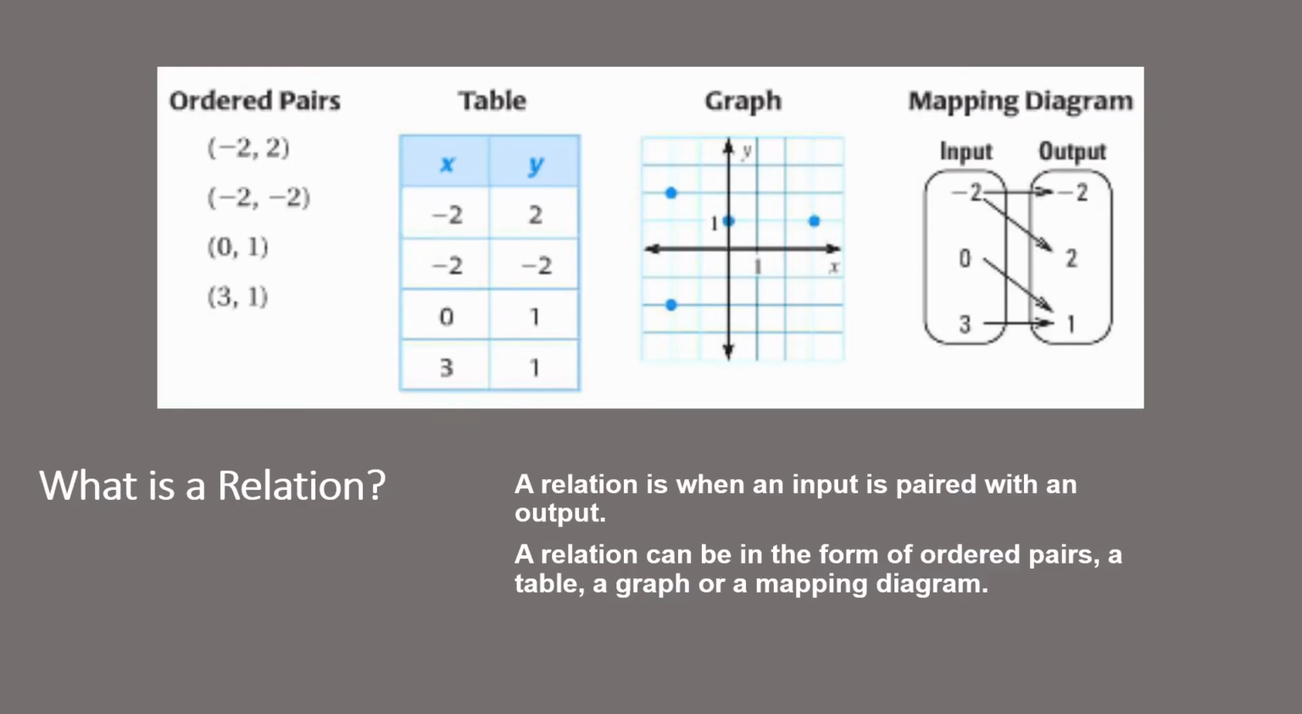Here are just examples of what a relation is. It's when an input is paired with an output. It can be in the form of an ordered pair, which you see in the first column. It could be a table, a graph, or a mapping diagram. We're going to go through those later on in the chapter.